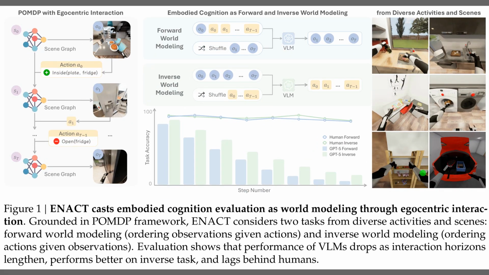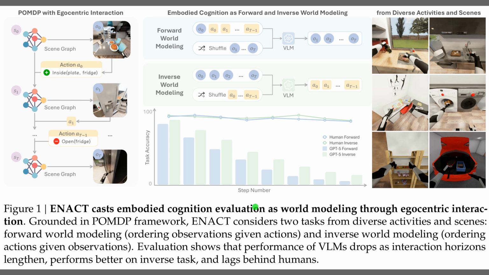Alright. Figure 1 lays out the whole idea of ENACT as world modeling from an egocentric agent. The left panel depicts a partially observable Markov decision process, where scene graphs evolve as actions like putting a plate inside a fridge or opening the door change the world. The middle panels define the two tasks. Forward world modeling orders future images given actions, while inverse world modeling orders actions given images.